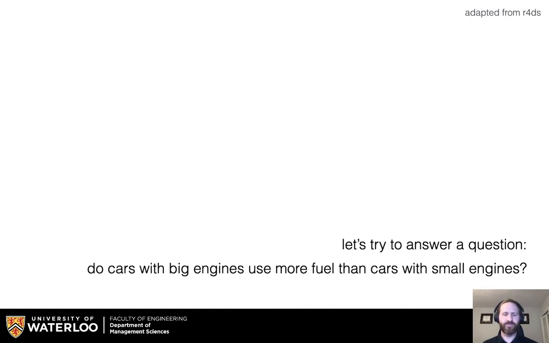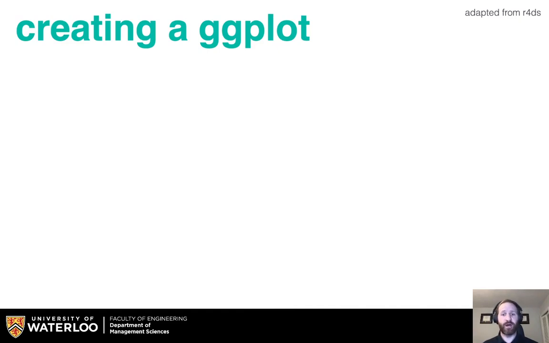So let's try to answer a question. Do cars with big engines use more fuel than cars with small engines? We're going to start by creating a ggplot. You say ggplot(data = mpg), and then you have a plus sign. The plus is where you start to add up those different layers to build up your plot.